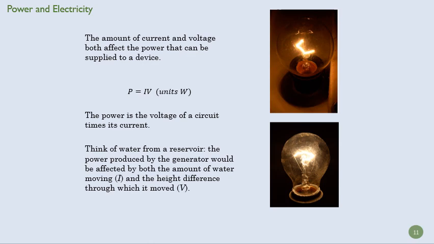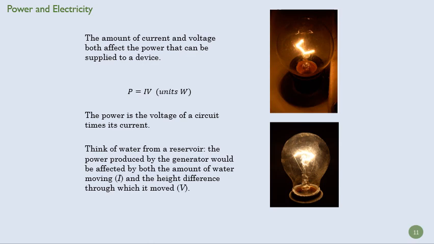Again, thinking of water from our reservoir or from a water tower, the power produced by a generator in say a dam would be affected both by the amount of water moving, right, and by the height difference. That makes good physical sense to us, right? If I have a dam and I'm releasing a bunch of water, that's going to do more to turn a generator. If I release that water from a larger height, it's going to have more kinetic energy, right? And it's going to turn those generators more effectively too.